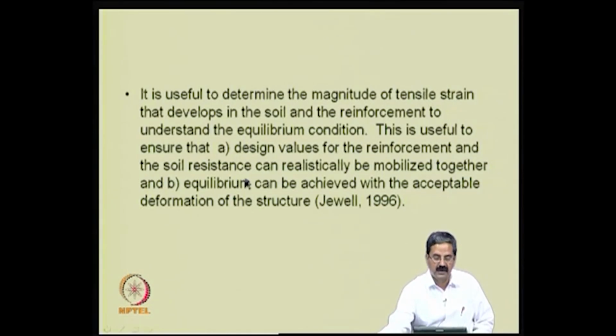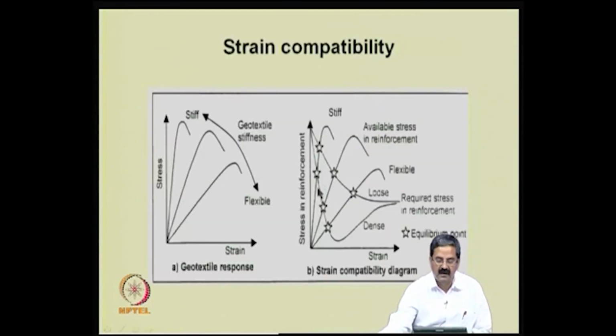This is useful to ensure that the design values for the reinforcement and the soil resistance can be realistically mobilized together, and the equilibrium can be achieved with an acceptable level of deformation of the structure. What you are looking for is that, for example, if the compaction is very good, then definitely you have a dense material behavior like this, and you can expect that you have the available force in the reinforcement.